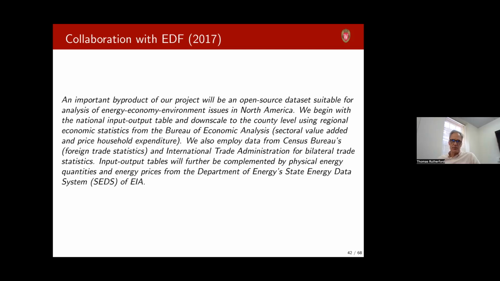So I guess a number of people here have already seen this, but the basic idea is that this work began with our collaboration with EDF on state-level climate policy. And we worked on trying to analyze the trade and competitiveness effects of subnational climate policy.